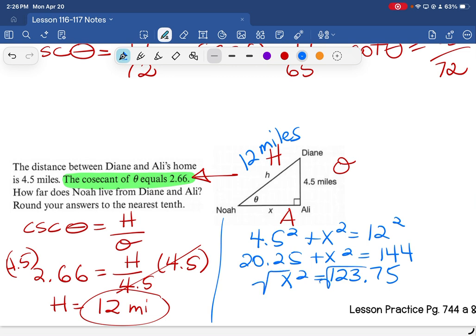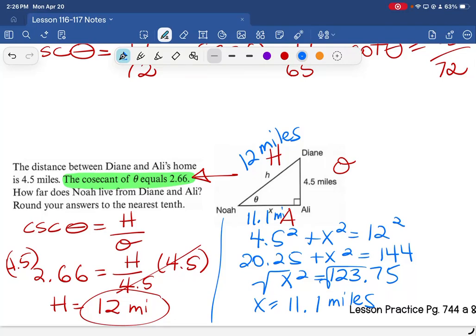So it's 11 miles. This time I actually got 11.1. Well, yeah, but then you round it to 1 decimal place. 11.12429. So this one's 11.1.